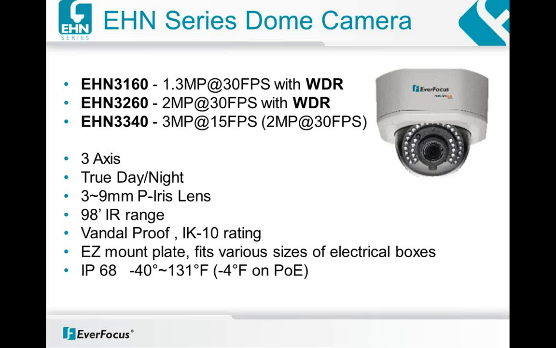These cameras also have wide dynamic range built into it as well, eliminating the washed out or the blurring effect that you get when cameras are looking at a very bright light. The camera is a 3-axis true day night. As I mentioned, it's 3 to 9 millimeters with a P-iris lens. It's vandal proof, IK10 rating. It's IP68 with an operating temperature range of -40 to 131 Fahrenheit.